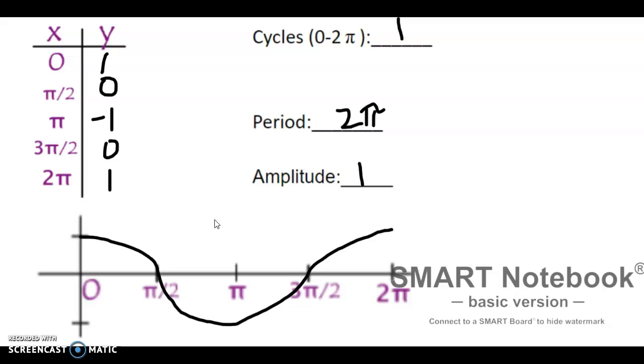And so that's cosine. It's kind of similar to sine. It's not an inverse of it, but it's a shift of it. So if we shifted the sine, then we would get cosine.